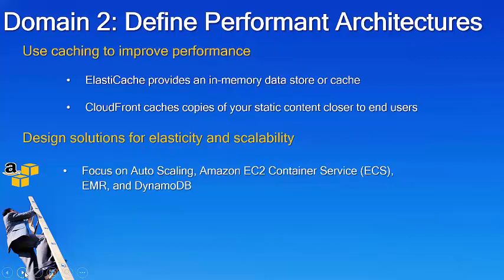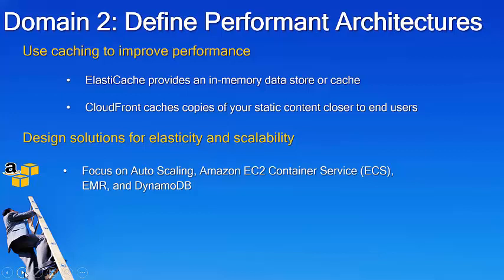The second objective under this domain is to use caching to improve performance. An effective caching strategy is perhaps the single biggest factor in creating an app that performs well at scale. The in-memory caching provided by Amazon ElastiCache improves application performance by storing critical pieces of data in memory for fast access. You can use this caching to significantly improve latency and throughput of many read-heavy application workloads.